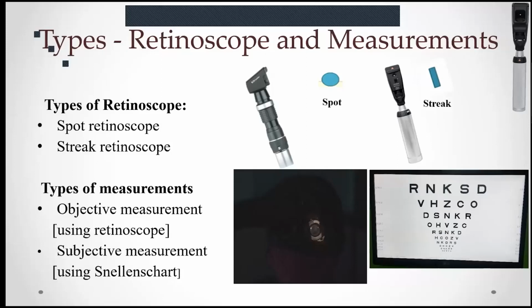There are also two different methods of measurement available. One is objective measurement, which can be done using streak retinoscopes, that means any retinoscope. The other is subjective measurement, which is done using Snellen's chart.